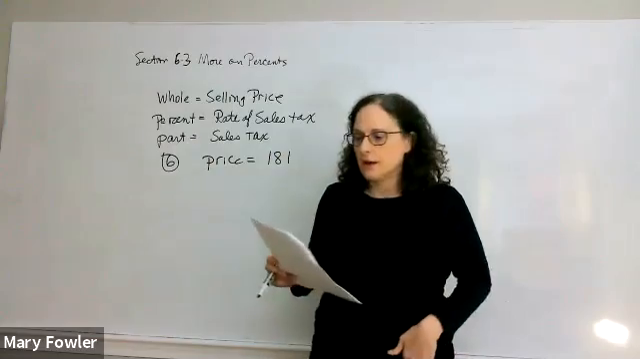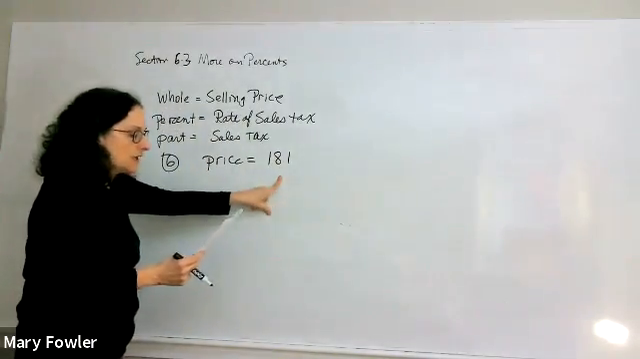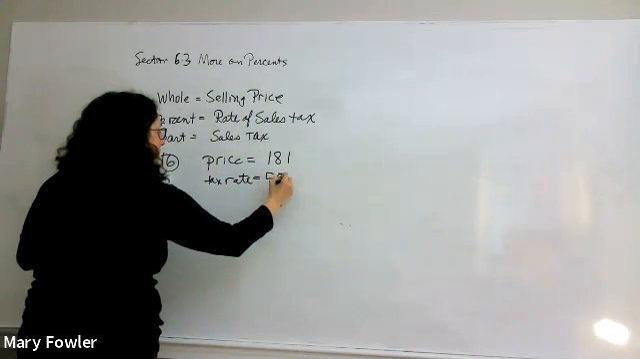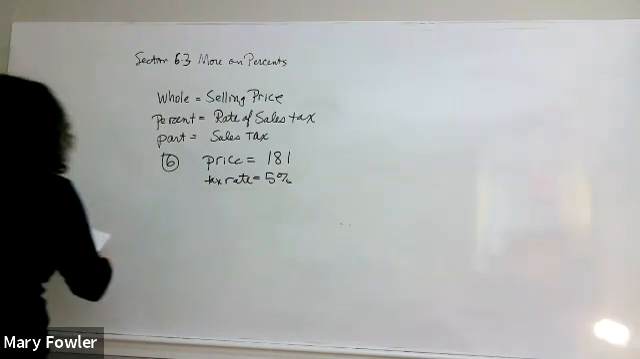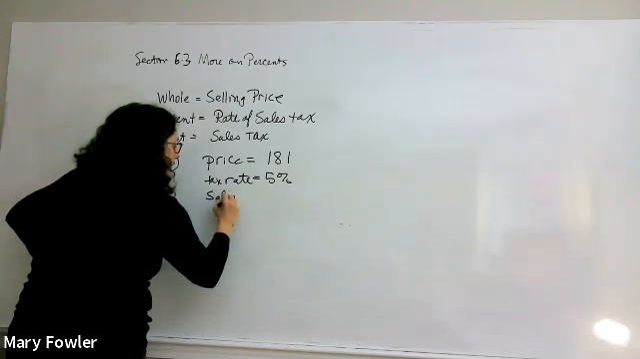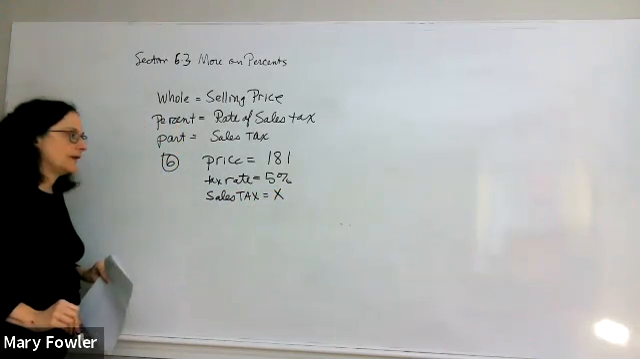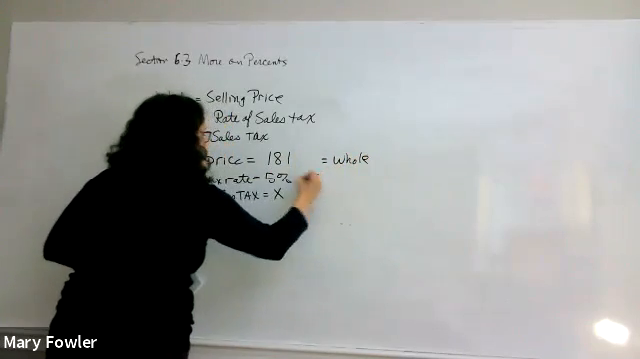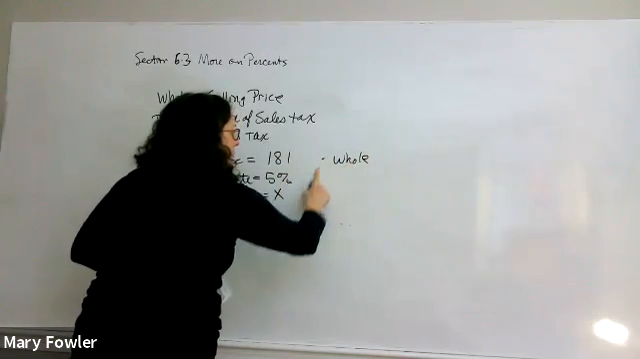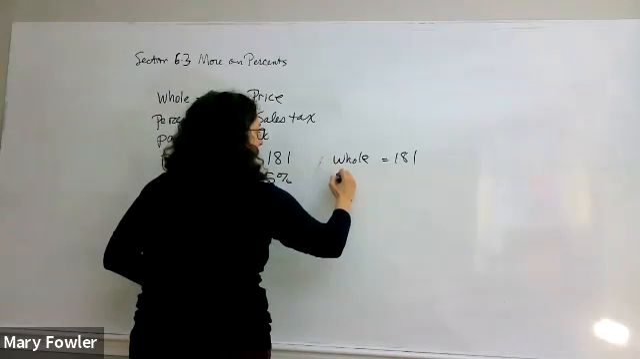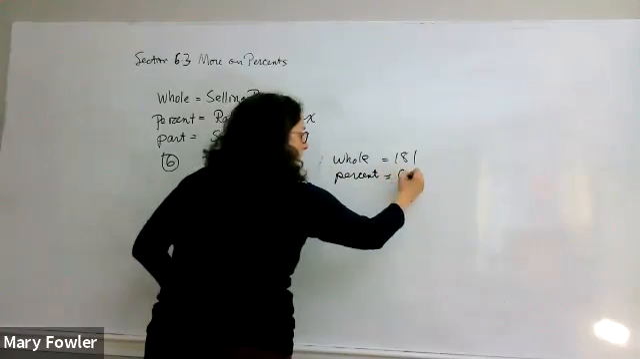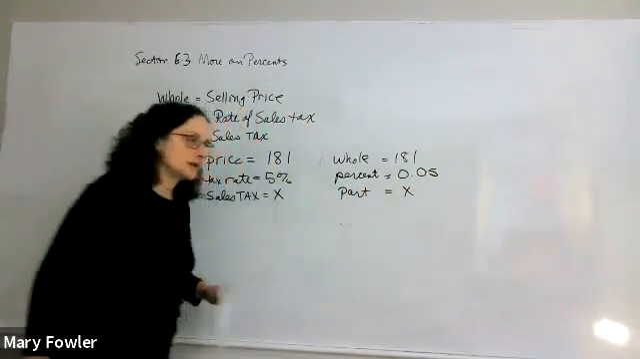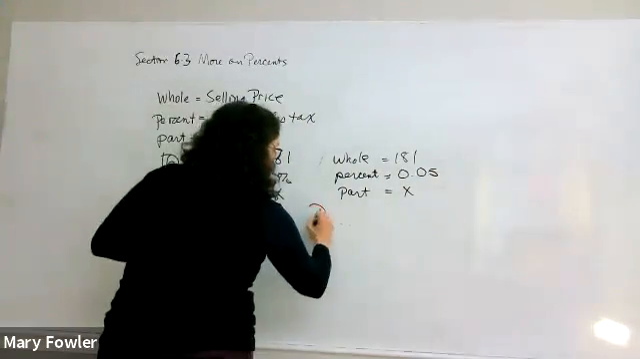Okay, so let's work first on just getting the amount of the tax. So the price is $181. The tax rate is 5%. And we want to know the sales tax. That's our unknown, so we'll call that X. In my percent equation, the price is the whole. The tax rate is the percent. So we have the whole is equal to 181. The percent in decimal form, we can translate that 5% to 0.05. And then the part is the sales tax that we're trying to solve for. So that's X.